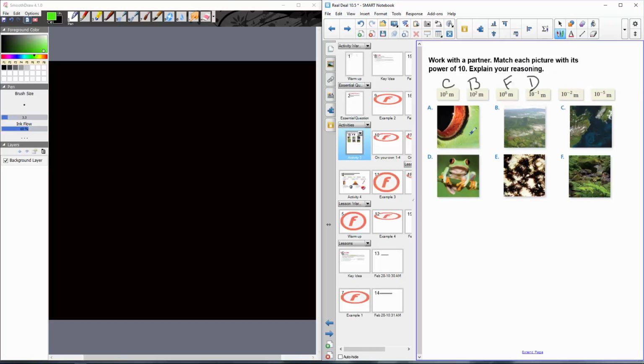10 to the negative second, I'm getting more magnified, right? It's getting smaller, so I'll say A. And then finally, 10 to the negative fifth would be the inside of the eye. So it's very small. And I'll just put down E.